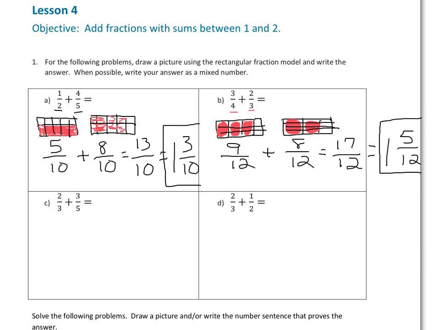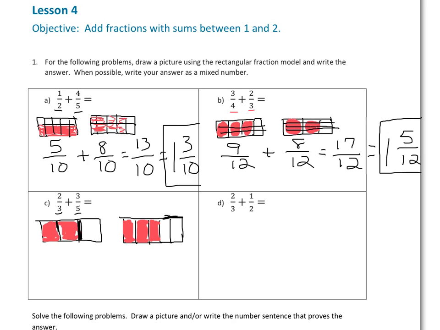1c says 2/3 plus 3/5. I'm going to draw a rectangular fraction model for each of them now. With the rectangular fraction models drawn, we now need to find a common denominator. Again, take the two denominators, 3 and 5, and multiply them. 3 times 5 is 15. We now need to split each of these pictures into 15 pieces.